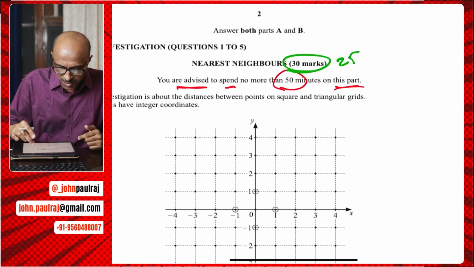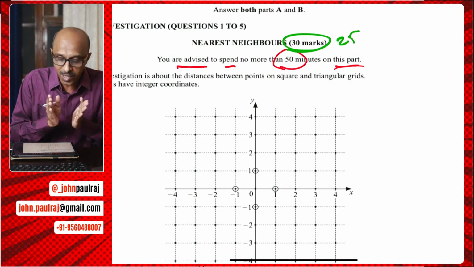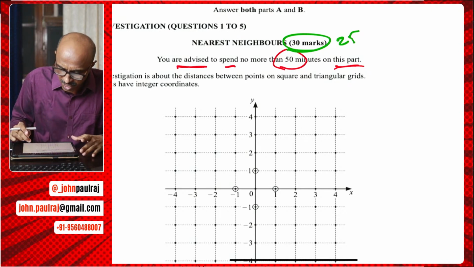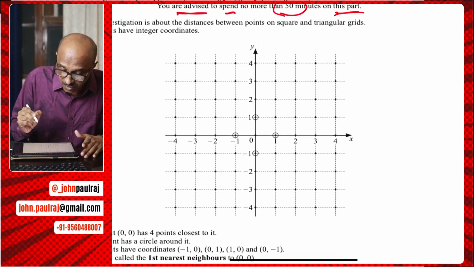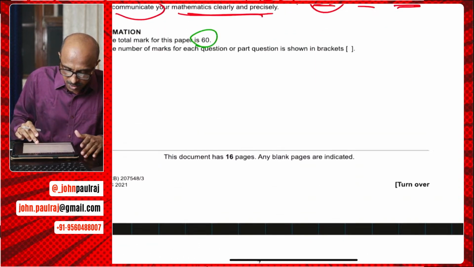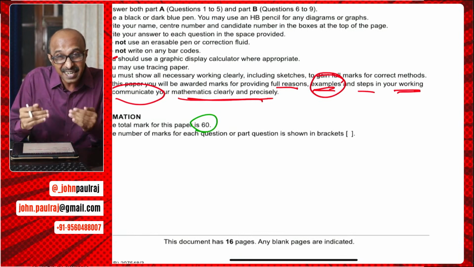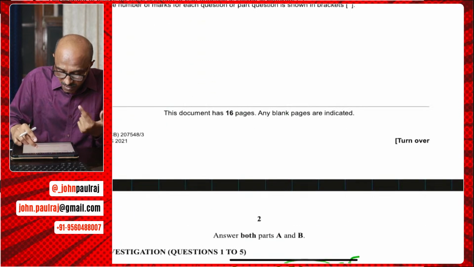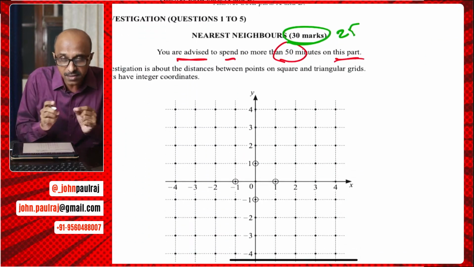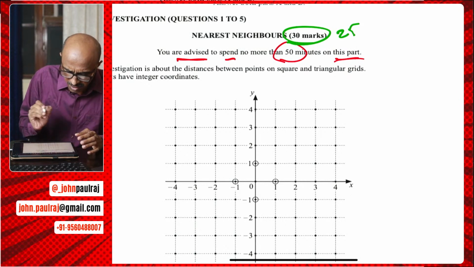Okay, having said that, let's look at this question. This is investigation 2021, summer 2021. It's talking about the nearest neighbors. It says this investigation is about the distances between points on square and triangular grids. As I said earlier, this paper tests our communication. So at the same time, you need to see clearly what the paper is trying to communicate. What is the question? Even as you're reading, it's a good habit to underline keywords, words that stand out to you, with a pencil.